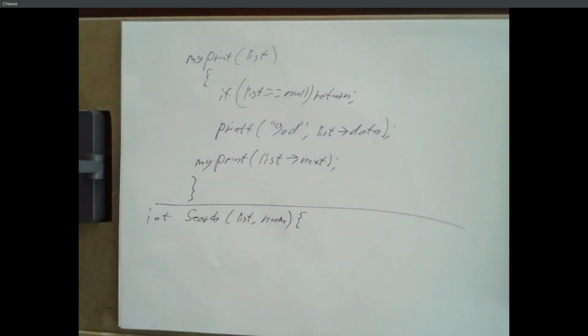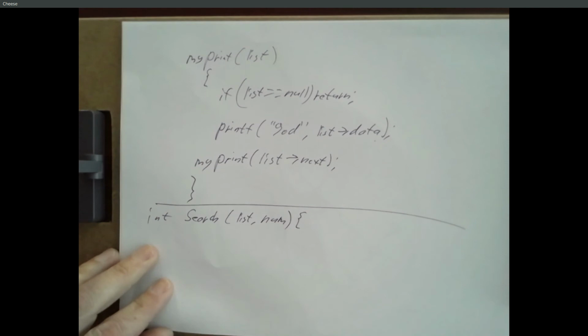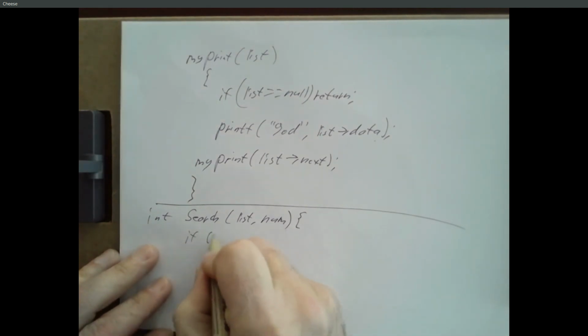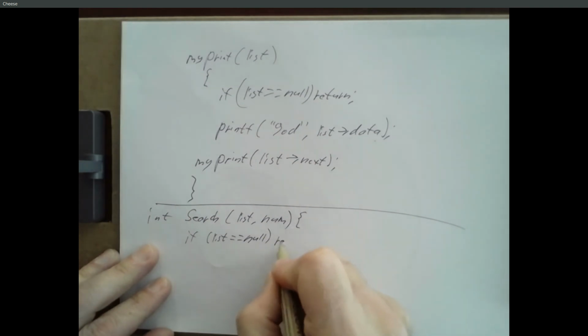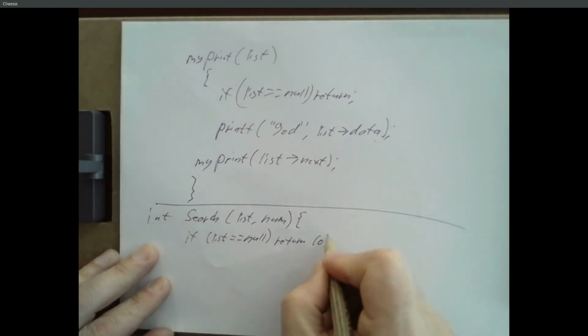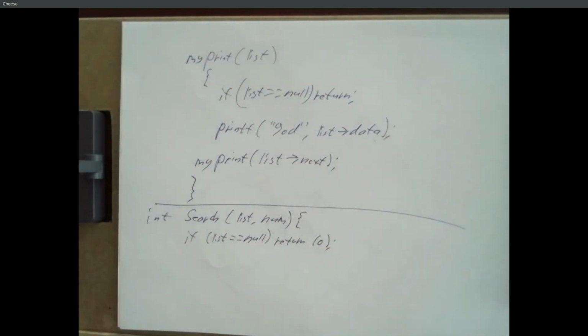So let's write a search function. It's a linked list, no sentinel node. We want to search a list for a number. If the list doesn't have anything in it, then it certainly doesn't have our number in it, so we return 0. So that's our first case. If the list is empty, your number is not in it.